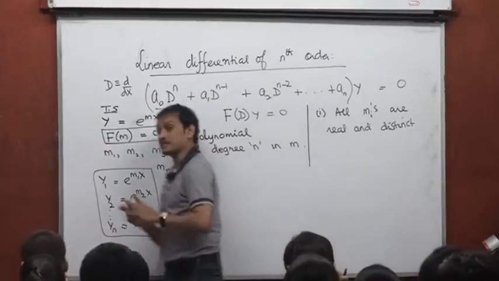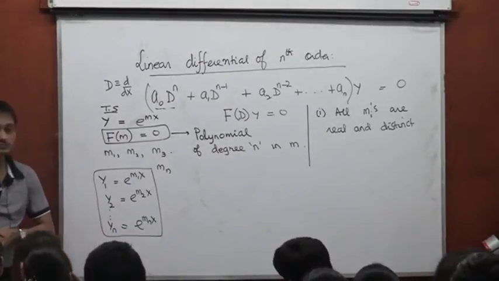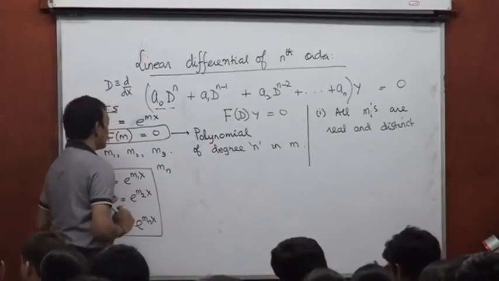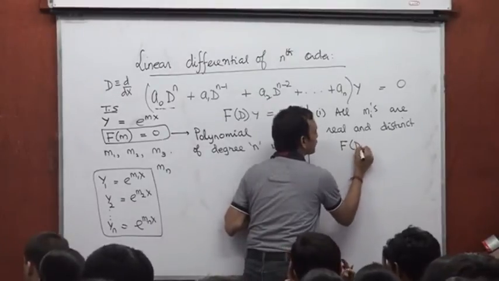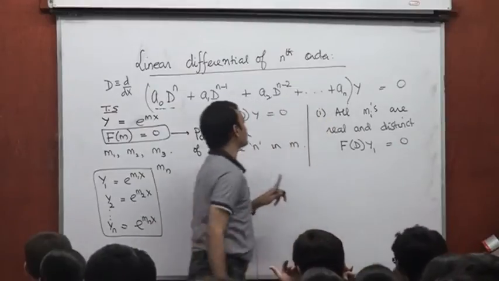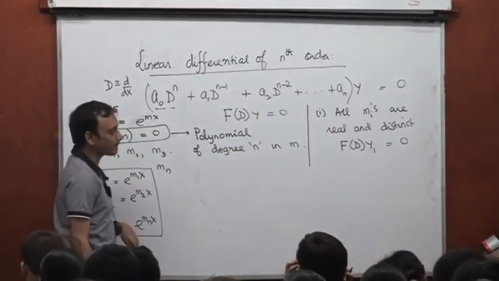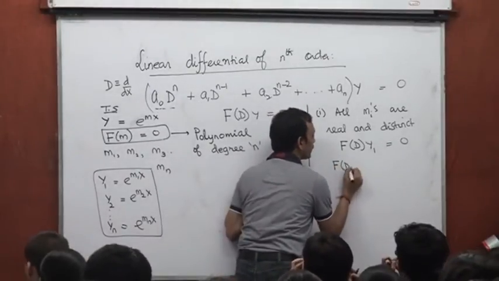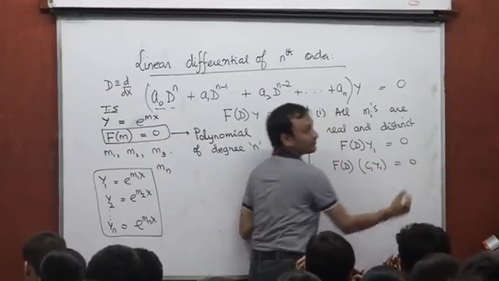All the mi's are real and distinct. Now one thing: if y1 is a solution to the differential equation, that means if you put y equal to y1, which is e power m1x, then C1 y1 is also a solution to the differential equation.